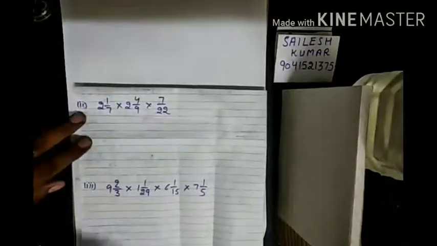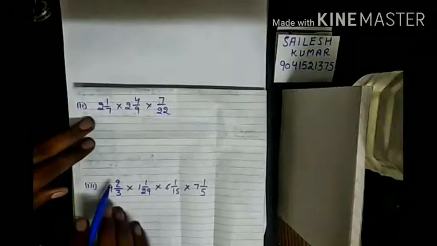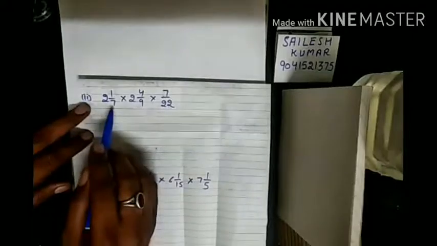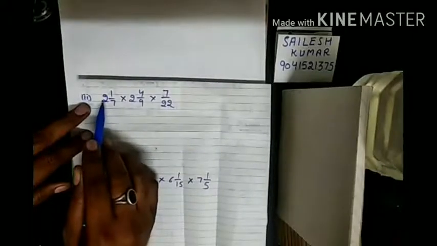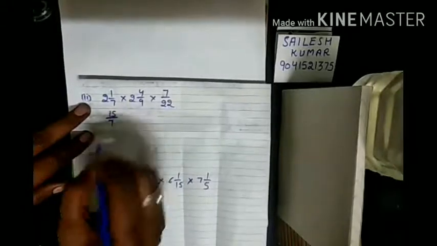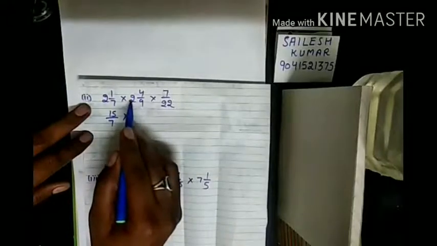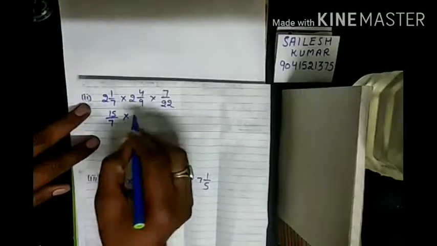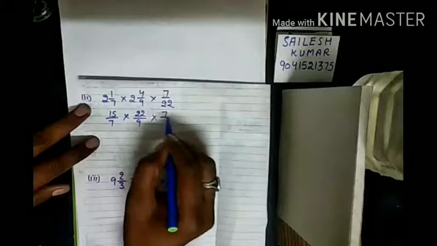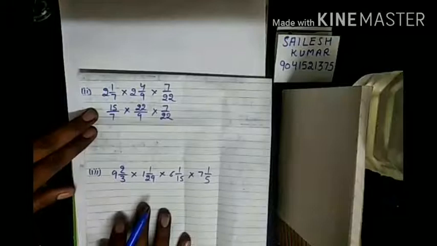Now in the second part there are two mixed fractions and one proper fraction. So first of all we will convert the mixed fractions into improper fractions. What is the method? The method is 7 multiply 2, 14, and this 14 is added to 1, that is 15. 15 by 7. Now 9 multiply 2, that is 18, and 18 is added to 4, that is 22. 22 by 9 multiply 7 by 22. So our fractions under consideration are these.